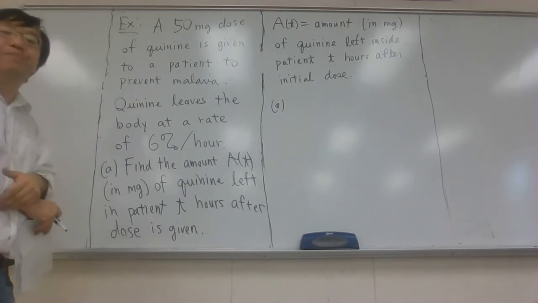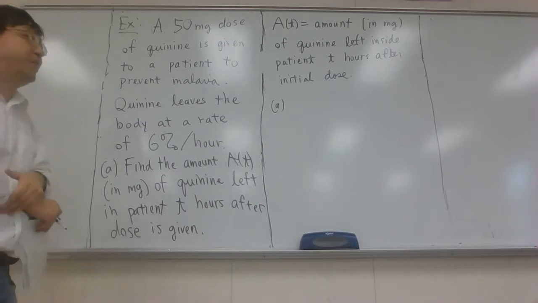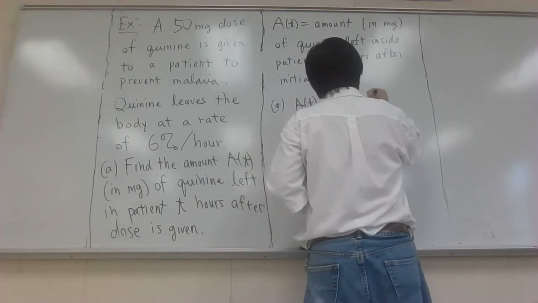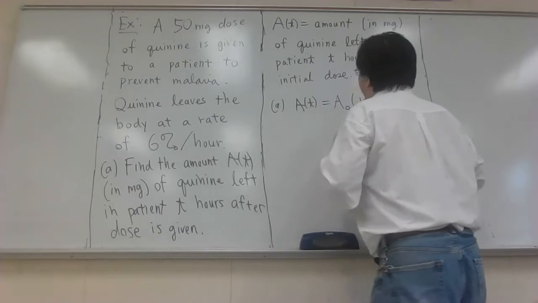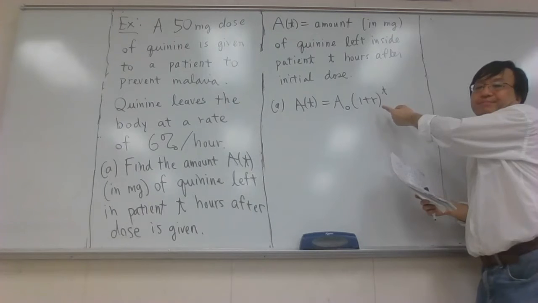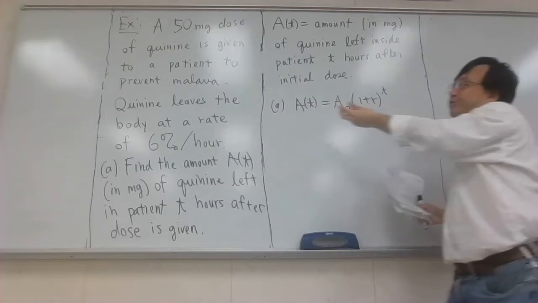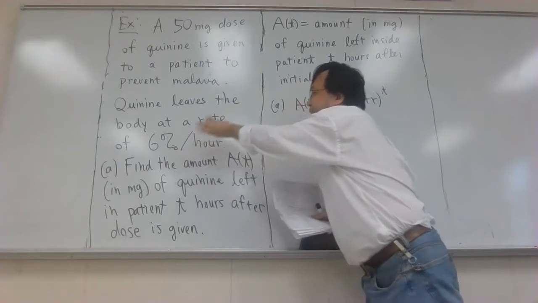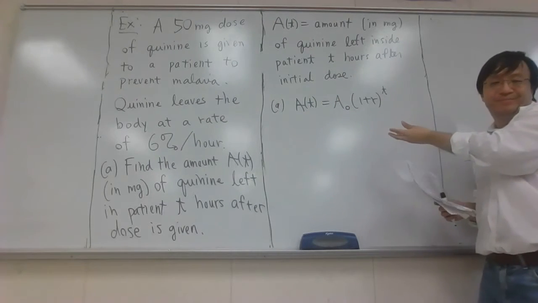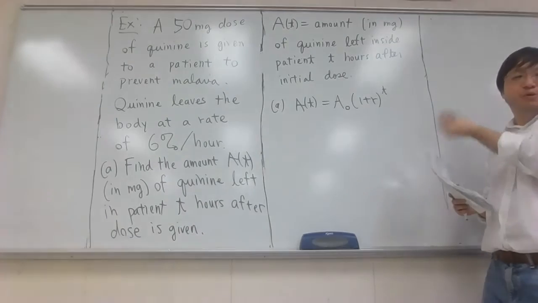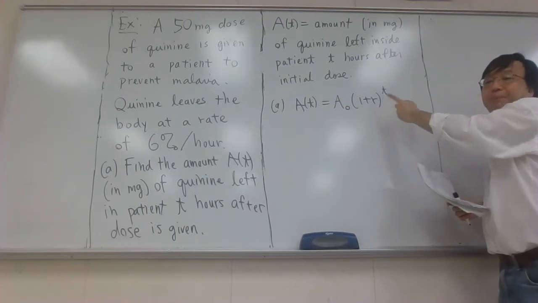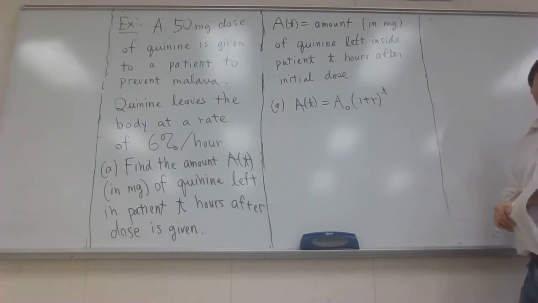It's an exponential function of this form: A(t) equals A naught times (1 plus r) to the power of t, where A naught is the initial quantity, and r is the decimal representation of the percentage rate of change. Because the quinine leaves the person's body by 6% per hour, it's an exponential function of this form, where r is the decimal representation of the percentage change per unit time.